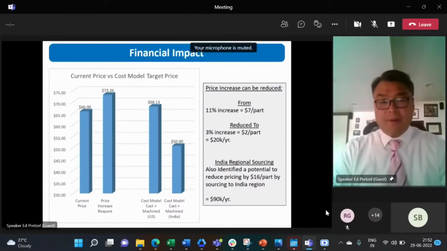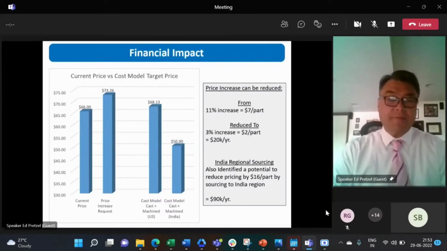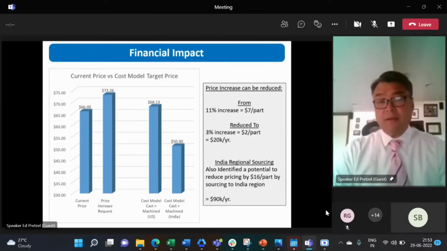So this is the quick summary. Going from left to right, we have the current price at 66, the price increase at 73. Our cost model for the United States is indicating that with SG&A and profit at 20%, the cost should be about $68. So it is showing an increase, but not to the full extent of the $73. And if you were to go to India, there is a very significant savings that does include the freight and some additional packaging cost.